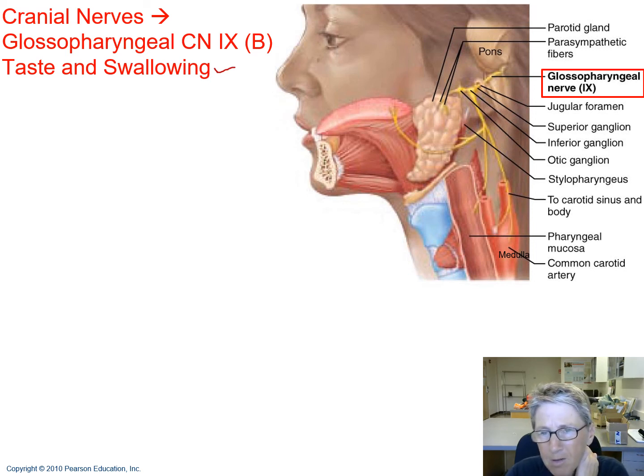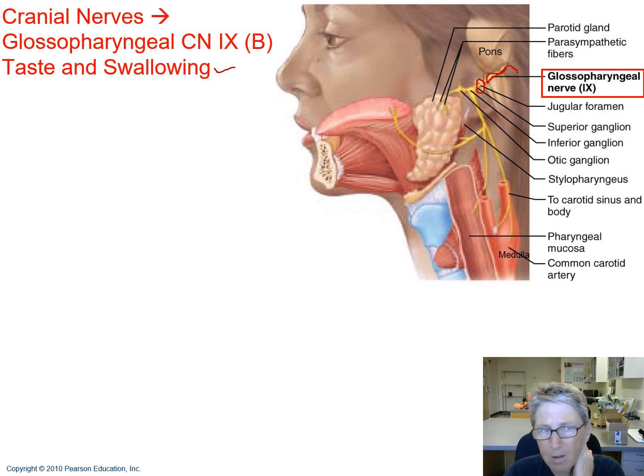Here it is. You can see it looks like it's coming out of the superior part of the medulla oblongata, because the medulla starts here. And then it comes through this opening in the bone called the jugular foramen. And then it's got several ganglia along the way. So when we talk about the parasympathetic nervous system, we'll talk about that.